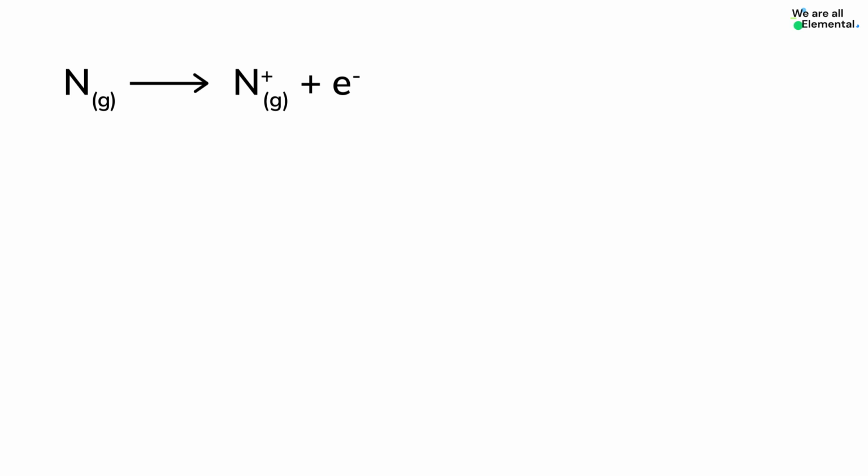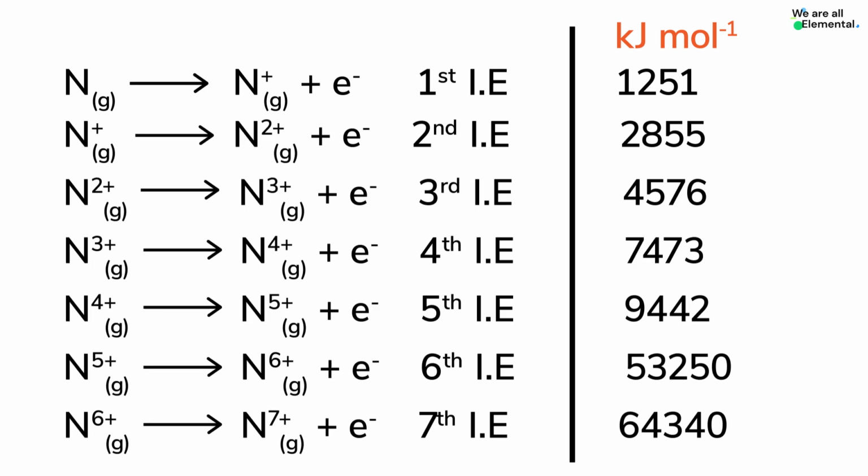So, for example, the first ionization energy of nitrogen is 1251, and nitrogen with 1 positive charge in its gaseous state is formed. Nitrogen has 7 electrons, so each electron is removed one by one, and these are called successive ionization energies, and there is a literature value for each one of them.